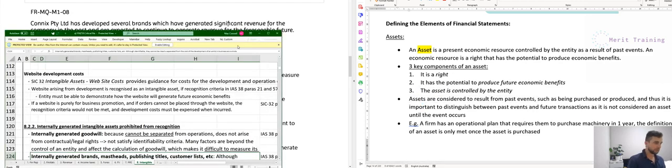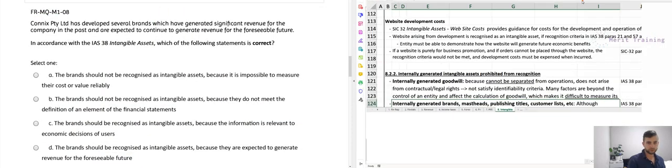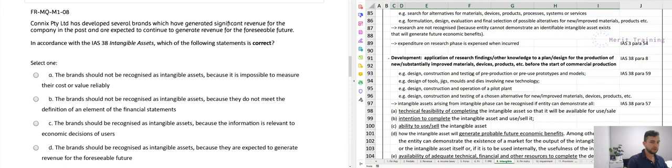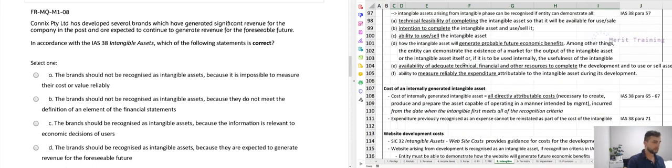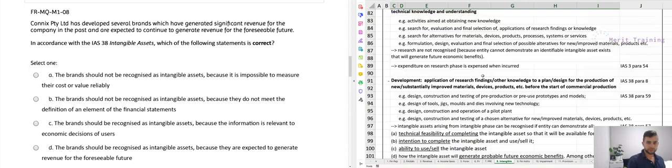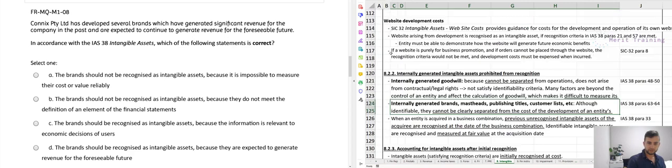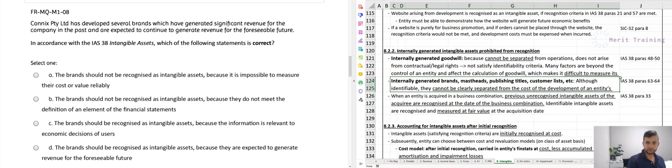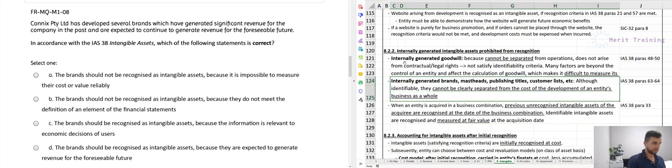So what I'm going to do is pull up my notes, which also come with the Fin module, but this generally covers some stuff which is outside of the CPA module. The reason I'm bringing it up now is because it's actually relevant here. Here we go. Under IAS 38, paragraphs 63 to 64, internally generated brands and mastheads are actually prohibited from recognition. The reason is they cannot be clearly separated from the cost of the development of an entity's business as a whole.